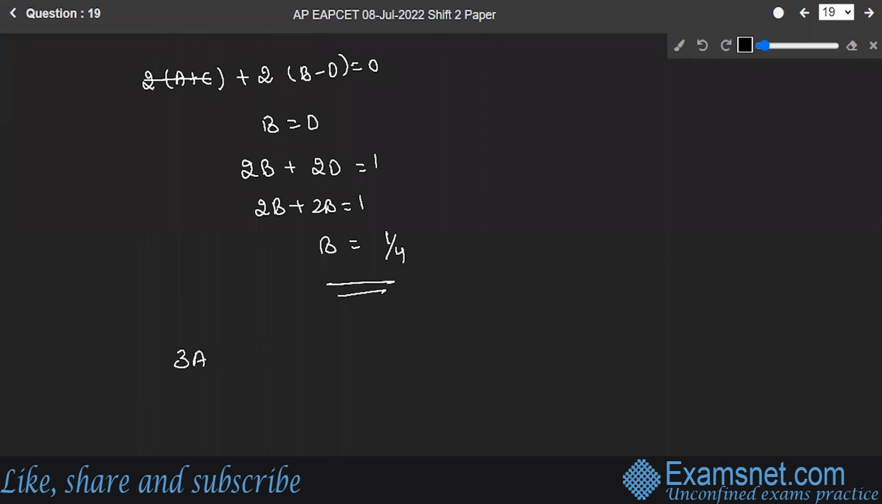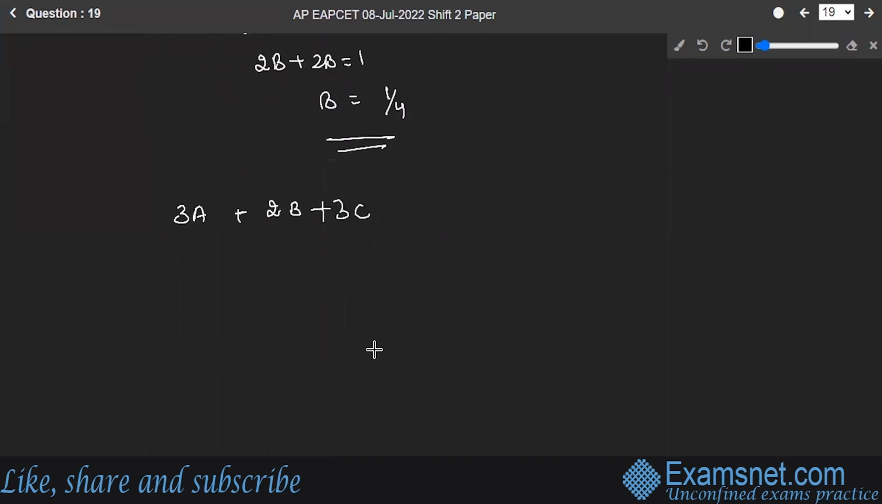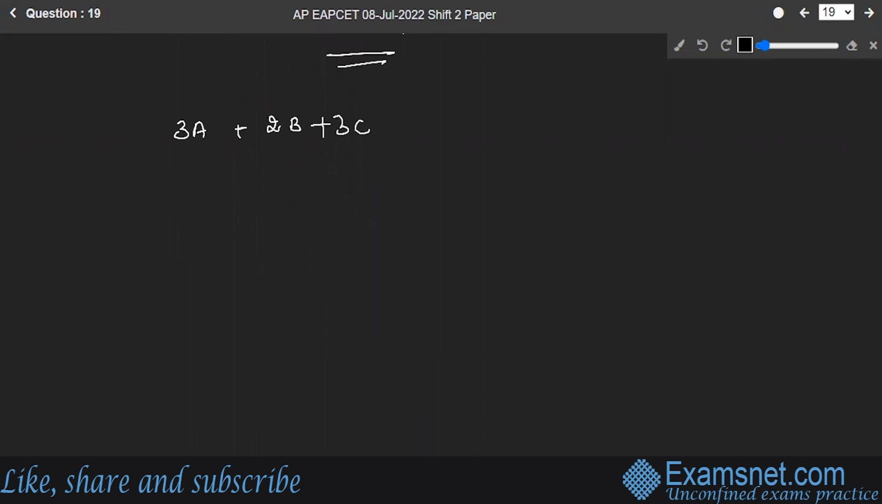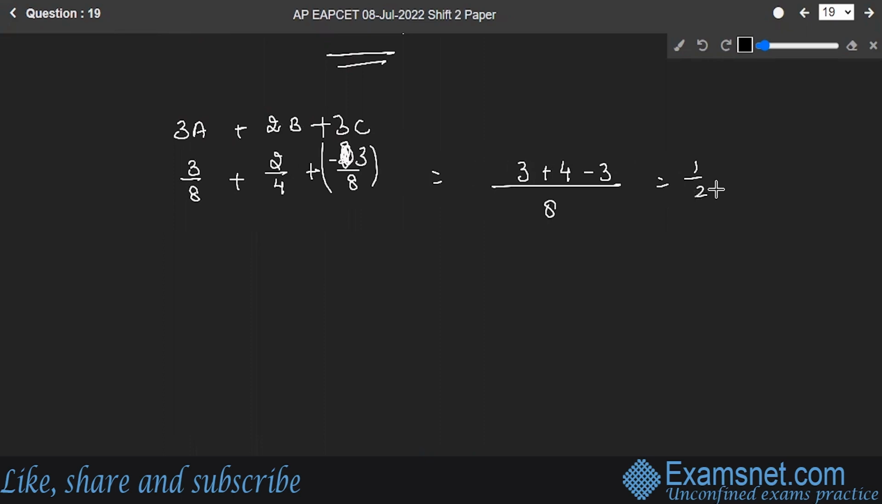3a plus 2b plus 3c. So a was equal to 1 by 8, b was equal to 1 by 4, and c was equal to minus 1 by 8, which, this is 3, right? So let's take the LCM. You will have 3 plus 4 minus 3, which gives you the answer as 1 by 2, right?